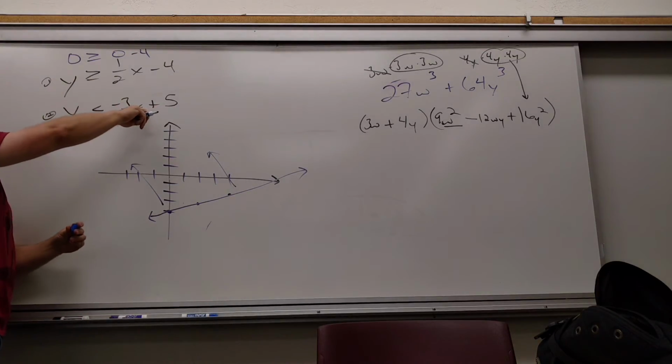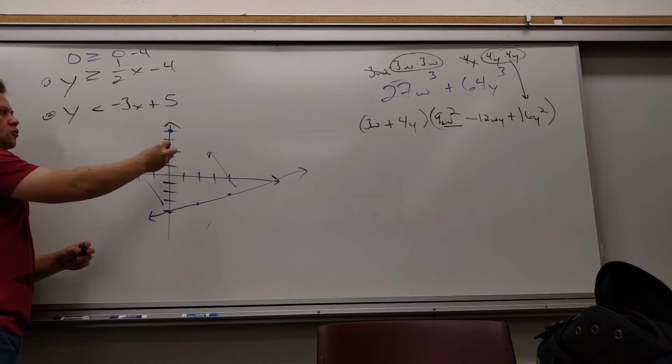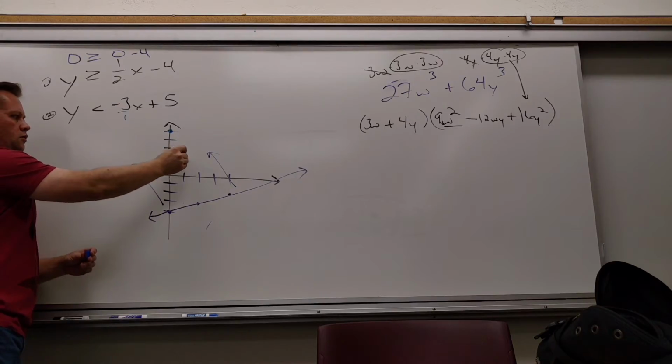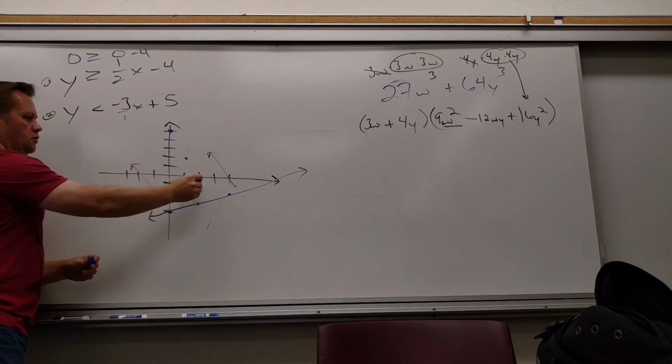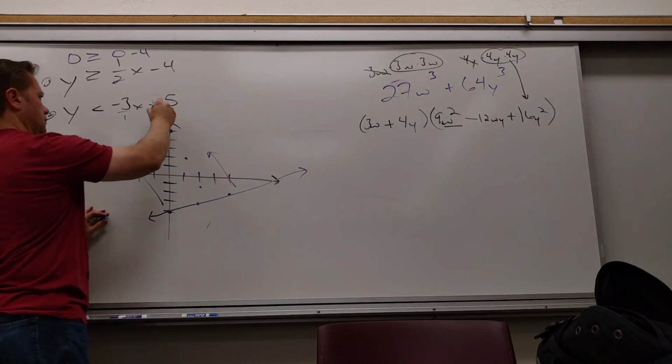What do we know about it? The y-intercept is 5. Down 3: 1, 2, 3. Over 1. So what kind of line is it? Dashed.